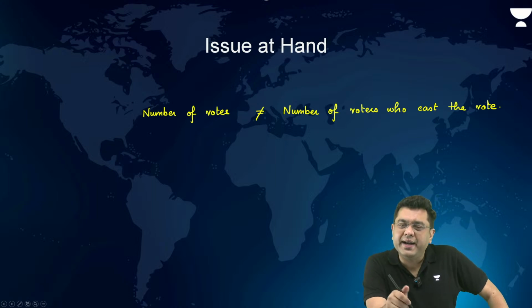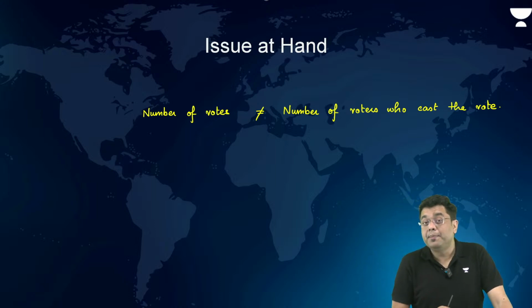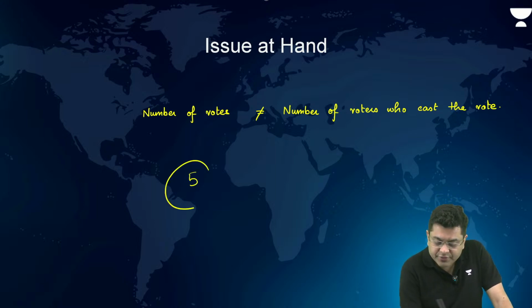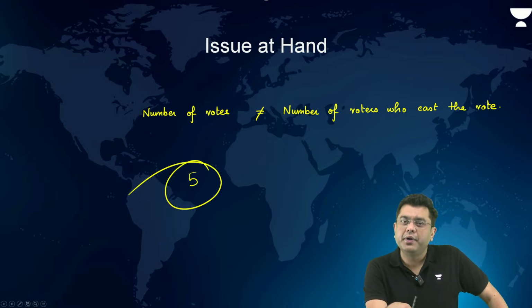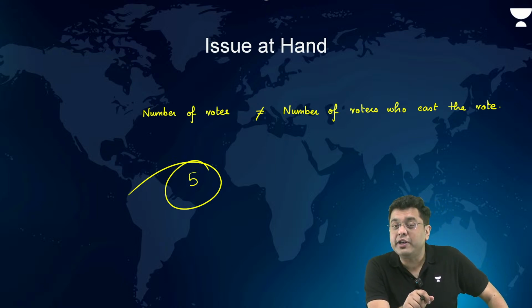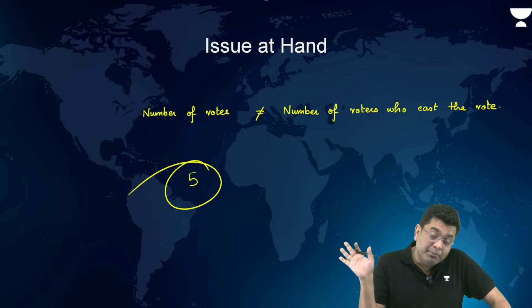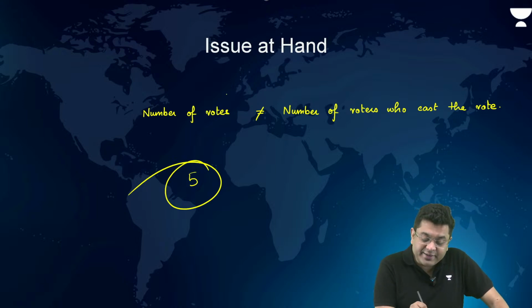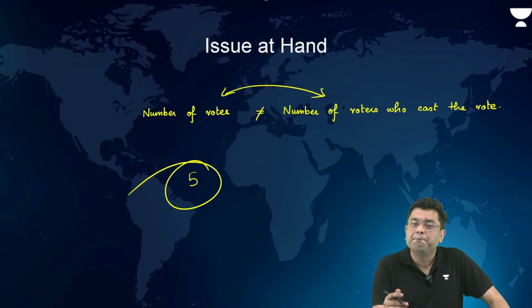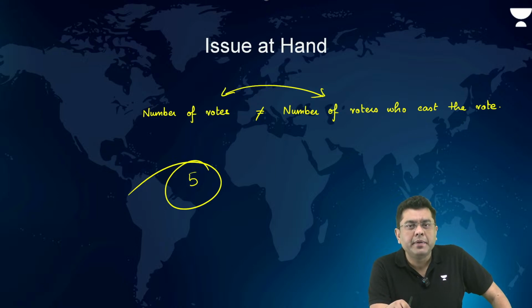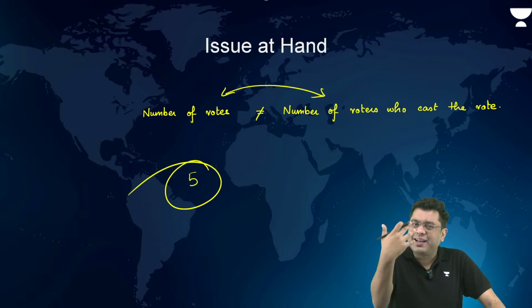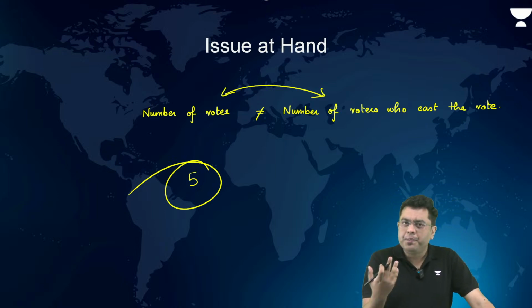ADR's own data indicates that this number was equal in how many constituencies? Just 5 constituencies. In just 5 constituencies in the 2024 election, this number was the same. In most of the constituencies, this number was not the same. It should have been the same, right? Now that creates a kind of doubt.